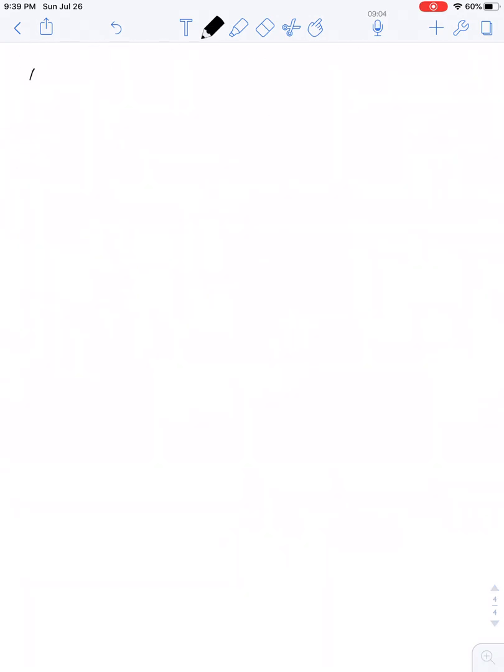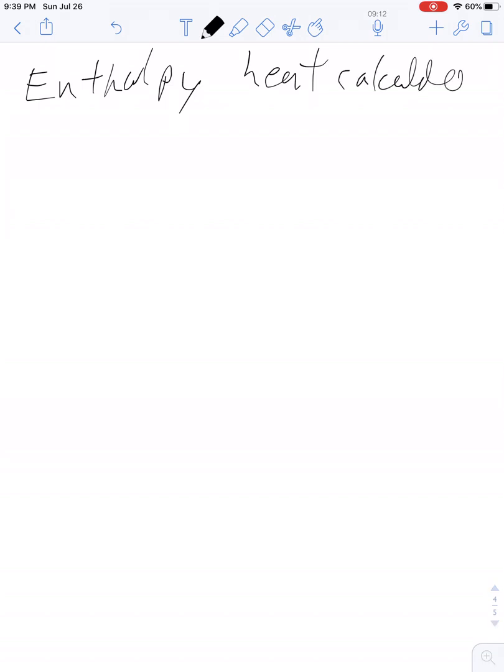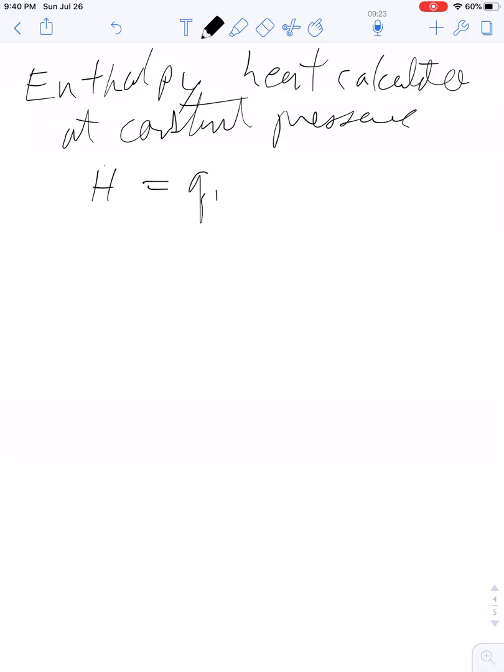Enthalpy is heat calculated at constant pressure. So enthalpy, H, is QP. It's H not because of heat, but because the Greek word for heat is enthalpy. So we use the letter H. Okay?